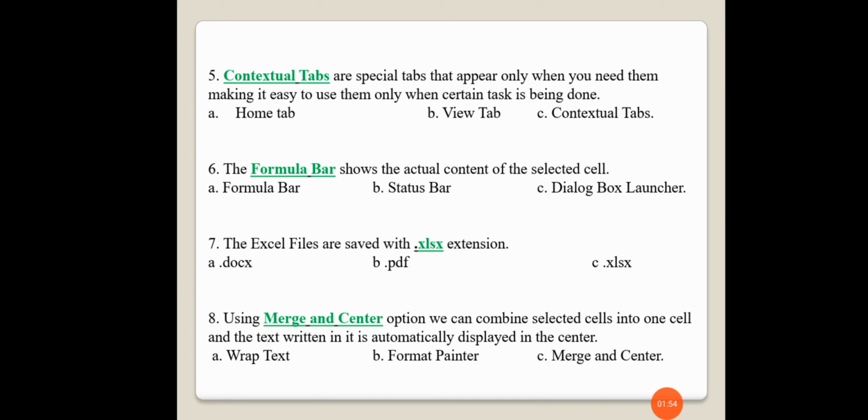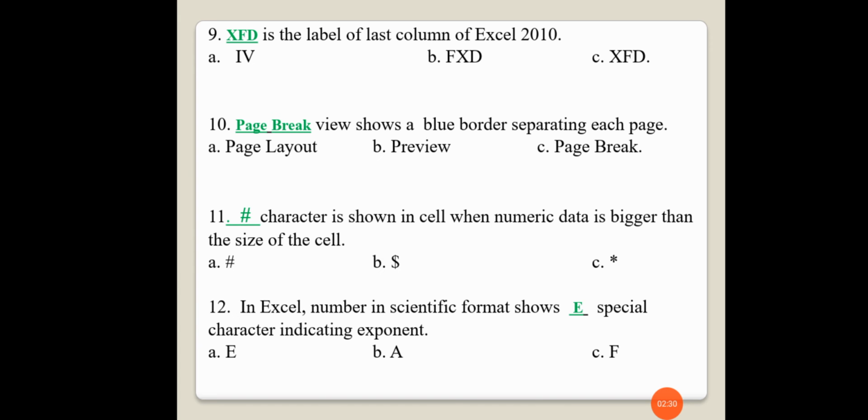Seventh one, the Excel files are saved with dash extension. Option A .docx, option B .pdf, C .xlsx. So answer is .xlsx. Okay. Eighth one, using dash option we can combine selected cells into one cell and the text written in it is automatically displayed in the center. Options are A wrap text, B format painter, C merge and center. So answer is merge and center here.